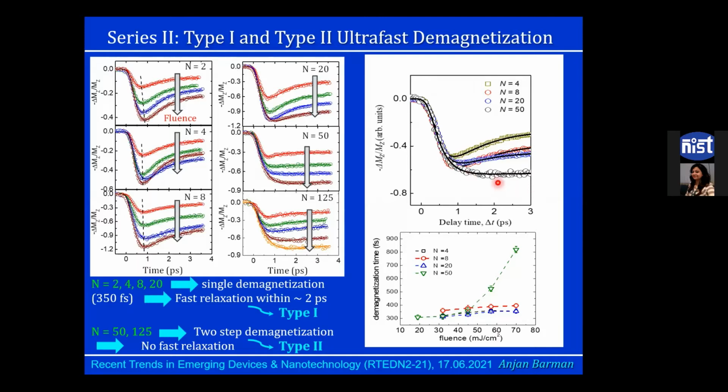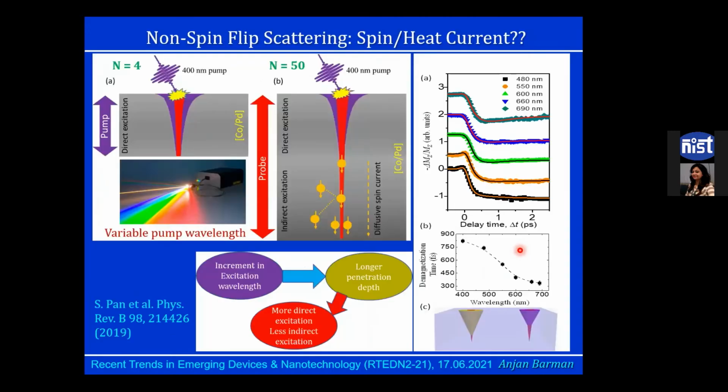And if you do this 3-temperature modeling and find out the demagnetization time, you can see that for n equals 4, 8, and 20, it slowly decreases as usual. But for n equals 50, there is a very sharp increase in the demag time, because of the 2 different types of demagnetization, the slower component actually increases the demagnetization time to about a picosecond. So from femtosecond, it goes to about a picosecond. And we try to understand this behavior.